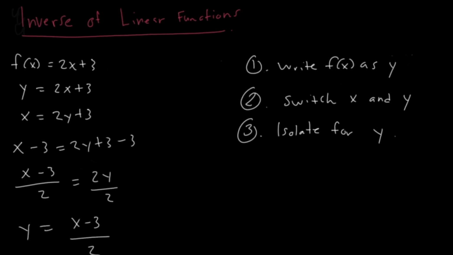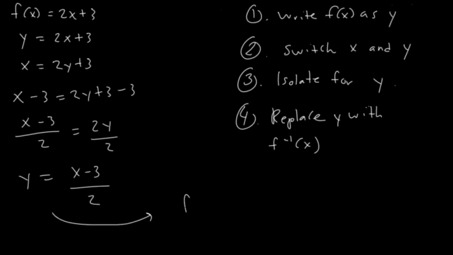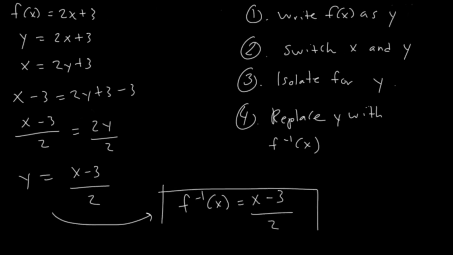So this is our inverse. And our final thing would be to replace your y with f inverse x. So instead of this, you can write it like this. It'd be f inverse of x is equal to x minus 3 over 2. That would be your final answer. That's it. It's fairly simple and straightforward.